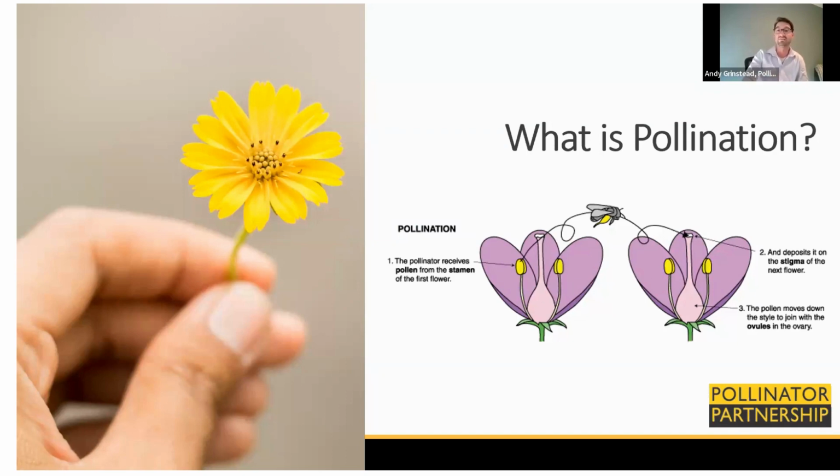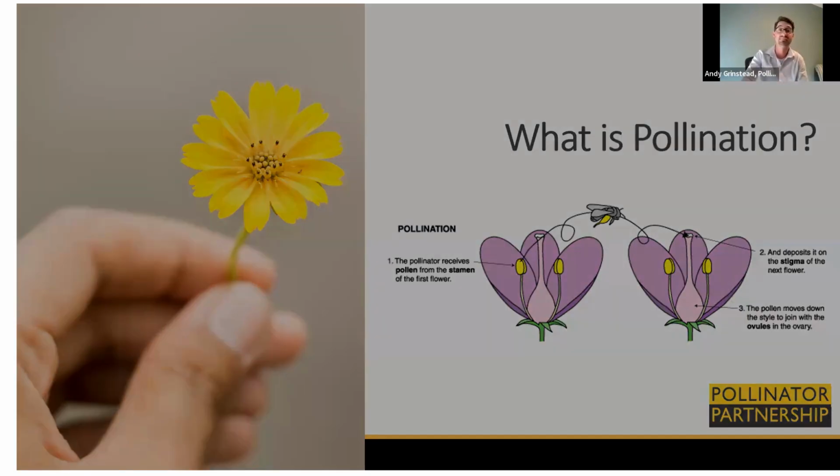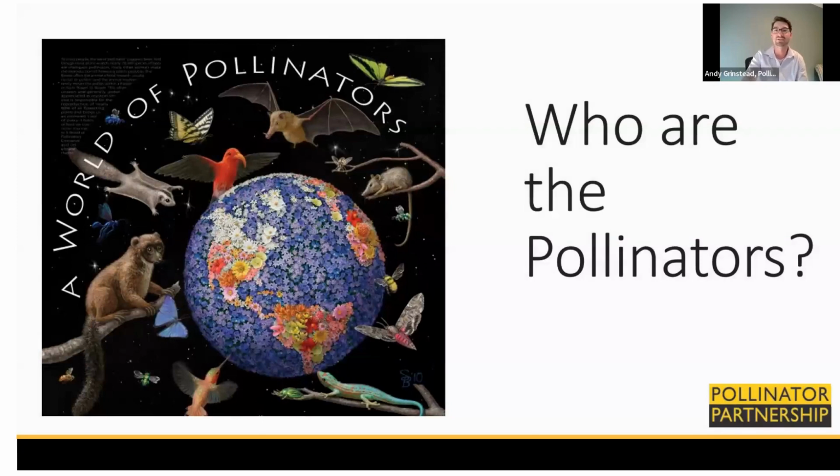Animal vectors, however, are some of the most efficient means that plants have developed to transfer their pollen to other flowers of the same species. And who are the pollinators that we're talking about? You know, they come in all sorts of shapes, colors, sizes.